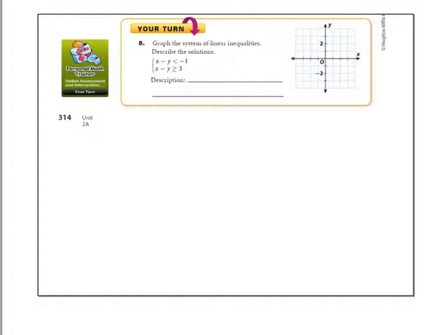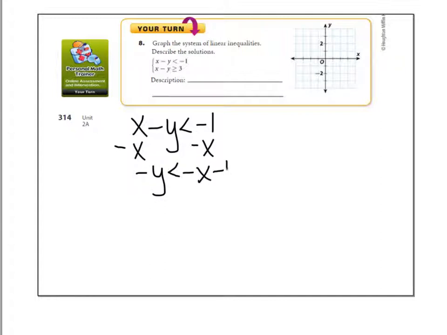The first inequality, we need to go ahead and solve that for y. So x minus y is less than -1. So you should have subtracted x. Negative y is less than -x minus 1. But you can't leave a y negative. So we divide by -1. And again, that means your inequality sign needs to flip. It's greater than a positive x and now a positive 1.